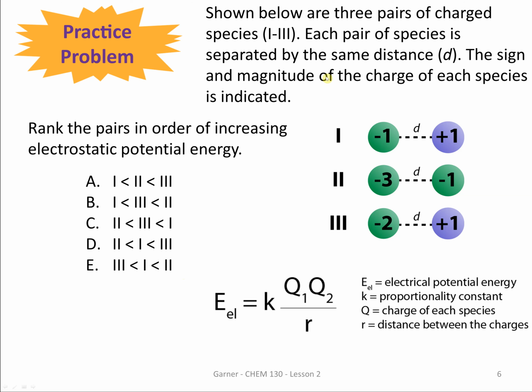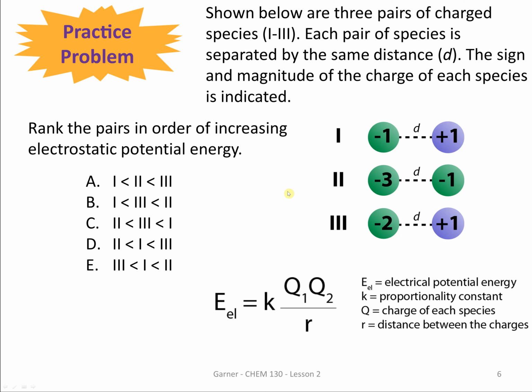All right, in this problem, we're being asked to arrange these three pairs of charged particles in order of increasing electrostatic potential energy. So we're given these three pairs of particles, 1, 2, and 3. We're told that in each case, the distance between the charges is the same value. It's this value d, whatever that might be. We're also told that the sign and magnitude of the charge of each species is indicated. So for example, here, the charge of the species would be -3, and this would be -1, and so on.